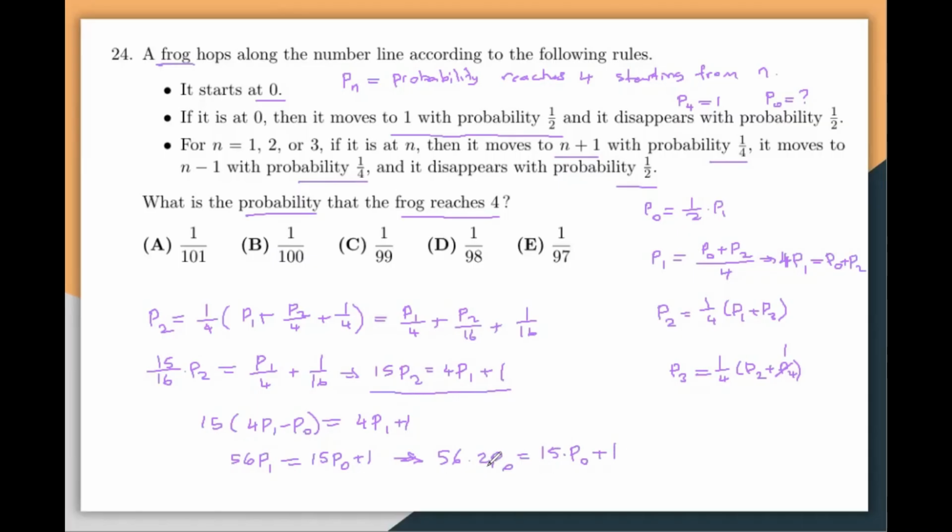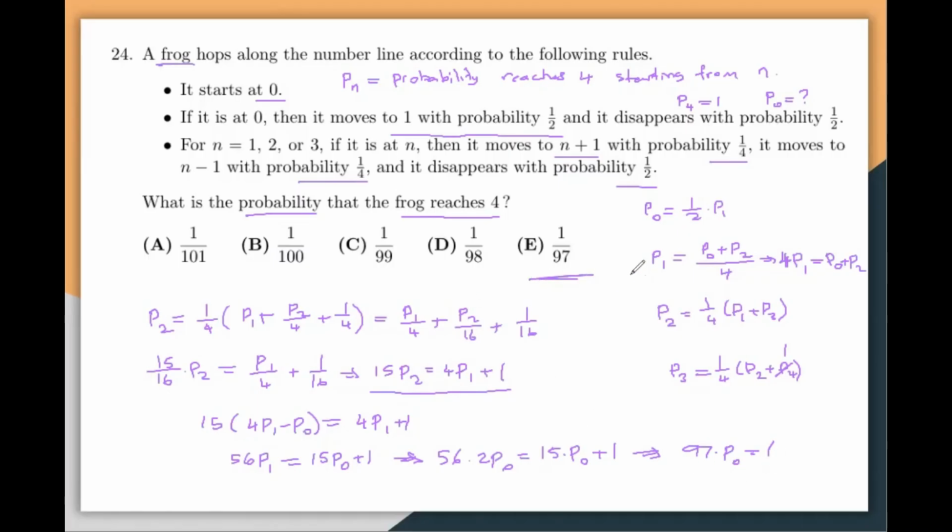When you multiply these two, you get 112, right? So 112 and then minus 15. So subtract 15 from both sides, and we get 97. So 97 times P0 is equal to 1. So P0 is 1 over 97, which is what we are looking for.